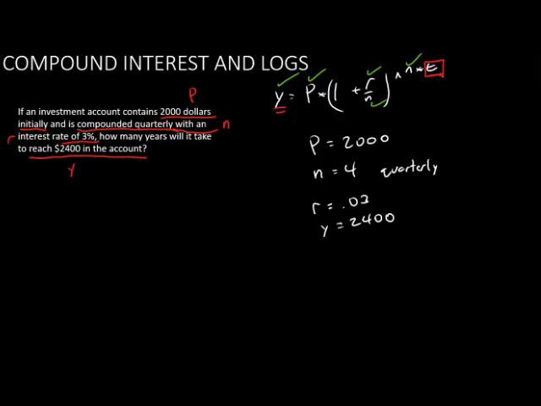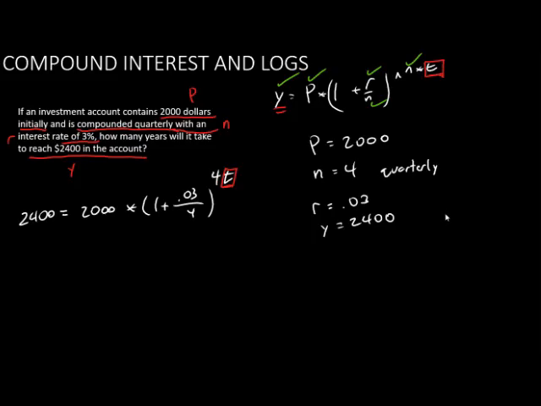First, let's plug in what we do know. Y is 2,400. That's equal to 2,000 times 1 plus R over N, where R is 0.03 and N is 4. This is going to be raised to N times T. The N is 4 and the T is unknown. Now that we've set up our formula, we can see that our unknown is inside of an exponential.